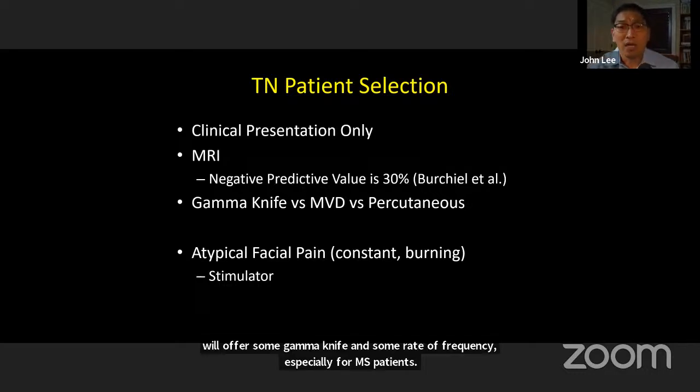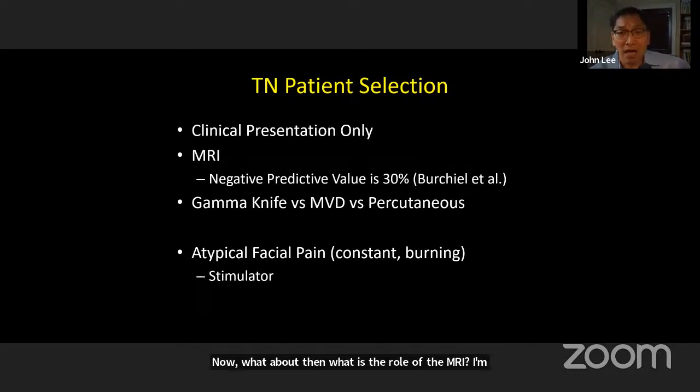Now, what is the role of the MRI? I'm very much against these headache societies that have said that trigeminal neuralgia can only be diagnosed if you have vascular compression on MRI. We published a paper which showed that our radiologists don't know what they're looking for, and most of the time they don't even comment on this. So even though the report is negative, they clearly have vascular compression.